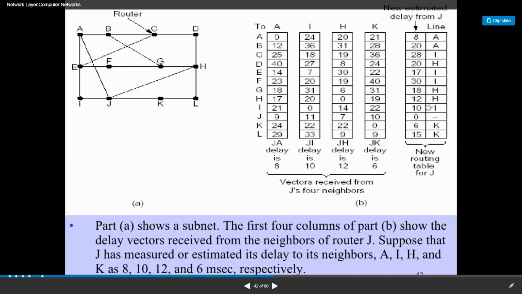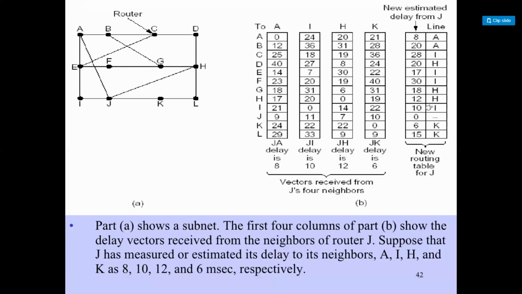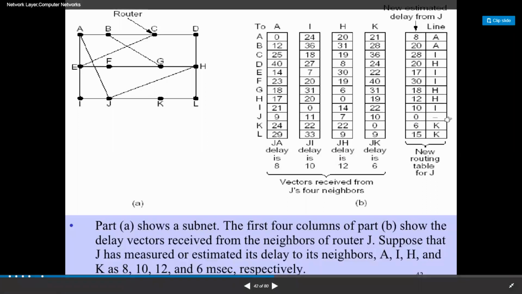Okay, similarly, we need to check the rest of the values also. Here J to J is 0. These are the lines. The lines will be A, I, H and K. Why? Because the adjacent nodes for J are H, K, A and I. Okay. This is the new routing table.